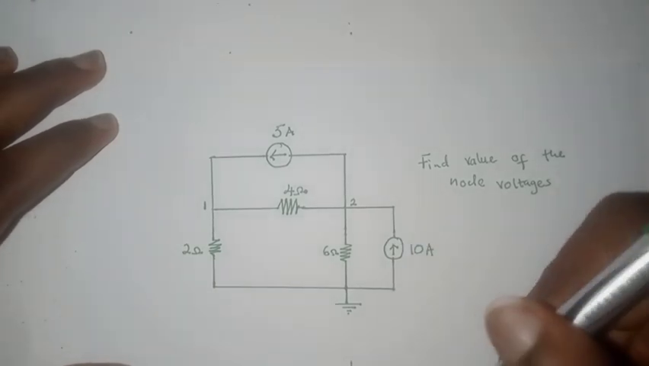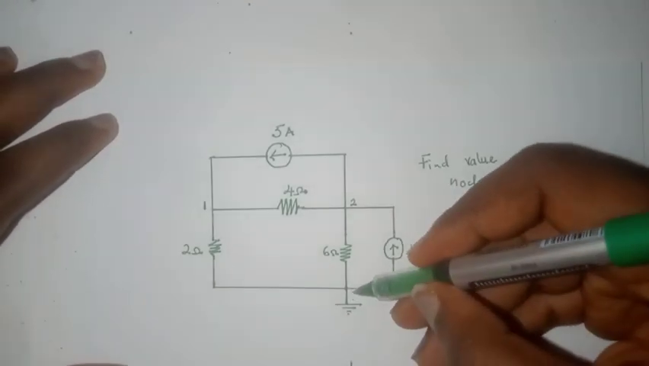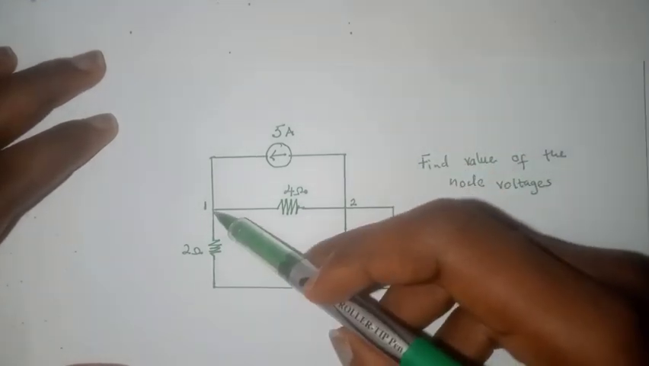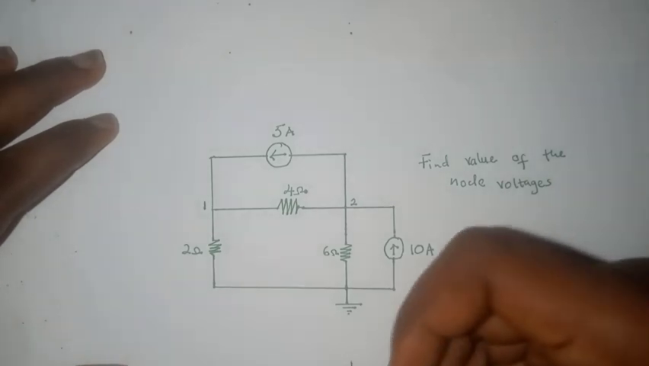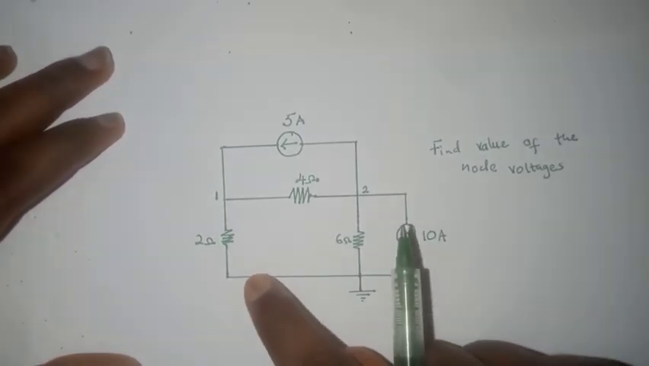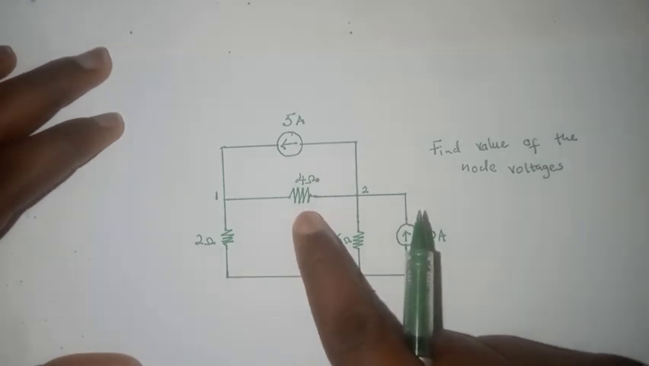So we have been given our reference node. Our reference node has been chosen for us, and our other essential nodes have been labeled for us. So what we have to do now is proceed to writing the KCL equations at node 1.